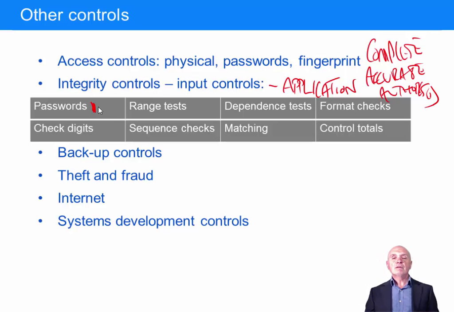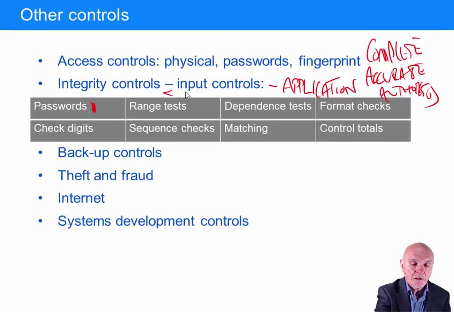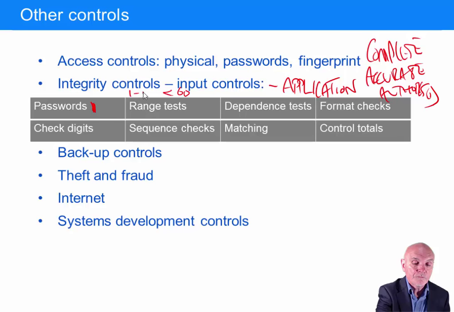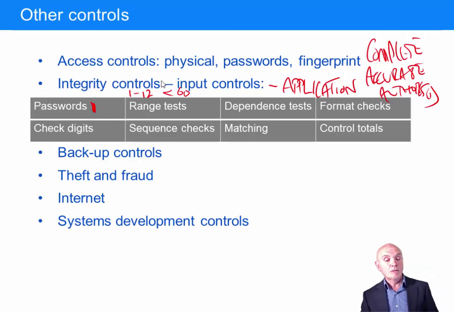We'll concentrate now on completeness and accuracy here. And first of all, we have range tests. Let's say you were putting in clock cards for a week. You might say that anyone who puts in a clock card, the hours must be less than 60. People might work 20 hours overtime, but really if they're working more than that, it's probably going to be a misprint, something wrong with it. Or if you're putting in months of the year, it can be 1 to 12. Anything outside that is wrong.